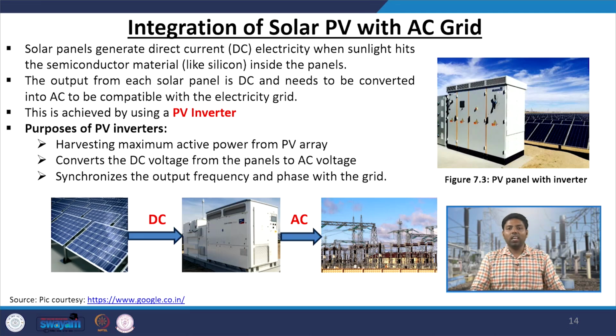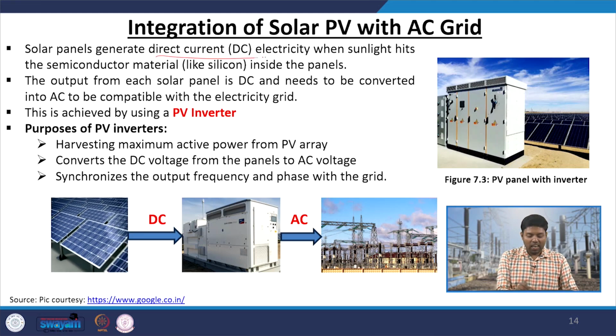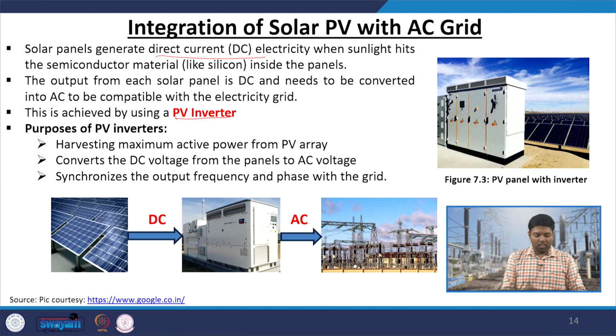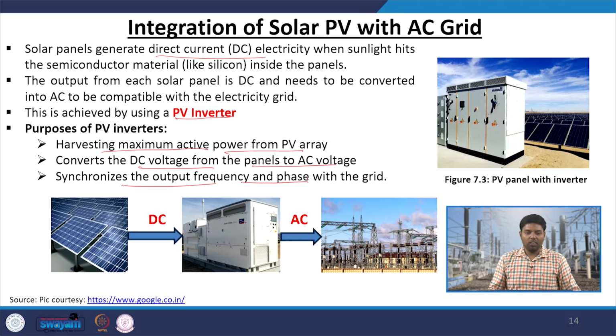Now, you want to integrate that solar panel with the AC grid, because I have already mentioned that you are getting direct current or DC power from your PV panels. Now, your grid is AC, so you cannot directly connect them. So, you need a mediator to connect that PV panel with the AC grid, and that is done by a PV inverter. The purpose of the PV inverter is to harvest maximum active power from the PV array, convert the DC panel voltage to the AC voltage level, and synchronize the output frequency and phase with the grid.